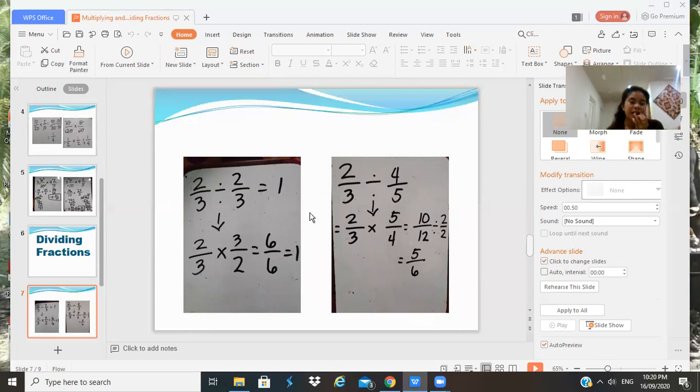Okay? Then another example, we have 2/3 divide 4/5. Again, copy the first fraction 2/3.